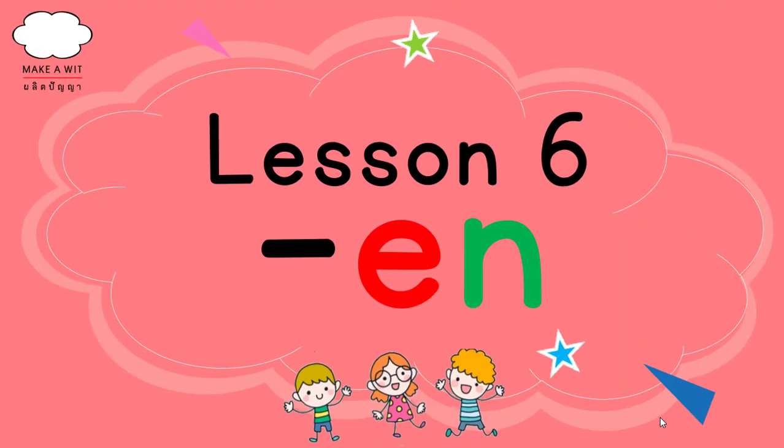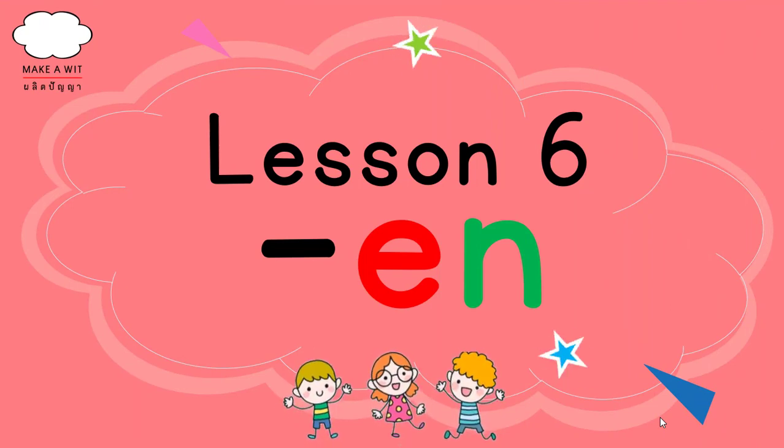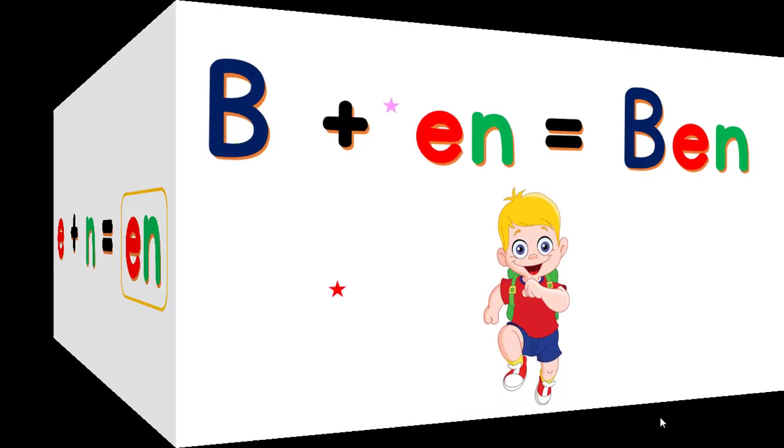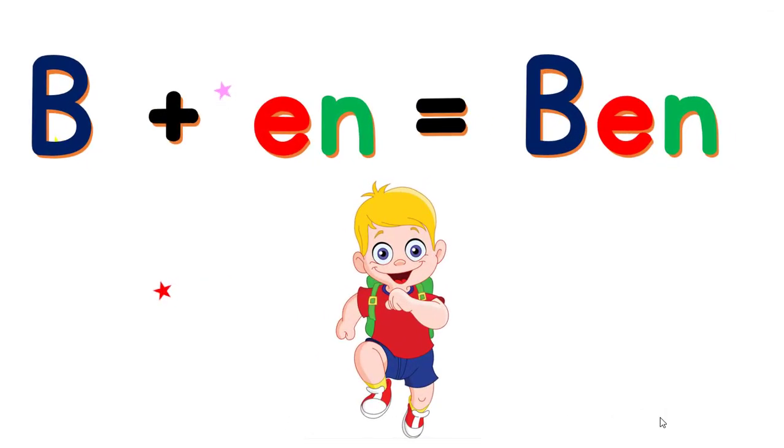Okay, now we are going to get to the lesson. Lesson 6, EN sound. Look, the letter E sounds E, the letter N sounds N, EN sounds N. Okay, so look at this one. B sounds B, EN sounds N. B and Ben. This boy's name is Ben. Okay, B and Ben.